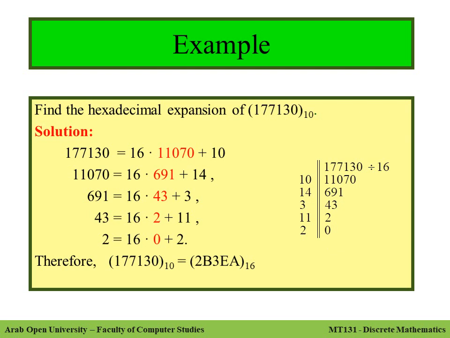The last step is when you get a quotient of 0. 2 divided by 16, you get a quotient of 0 and the remainder is 2. And that's your last digit in the representation for base 16. Our number that we started with, 177130 in base 10, is equivalent to 2B3EA in base 16.